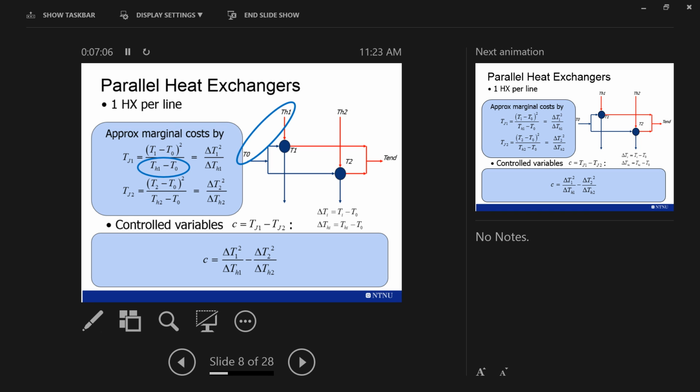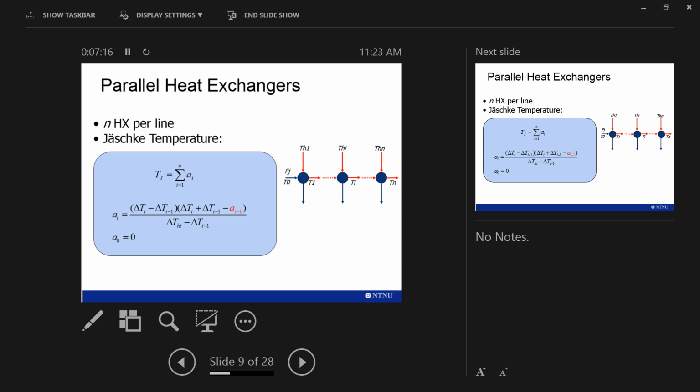Now you might say, okay, well, sometimes you have more than one heat exchanger on a line. So we thought that too, and then we found a generalization of this formula, which is like the Jäschke temperature for a line with n heat exchangers is just the sum of some contributions for each heat exchanger, and these contributions are calculated iteratively. And again, just take into account the temperatures of the hot streams and the outlet temperatures together with the feed. So these are all the measurements that you need. You don't need any heat transfer coefficients or heat capacities, or these variables.